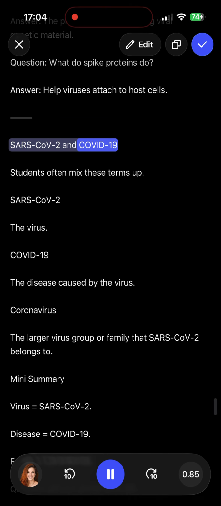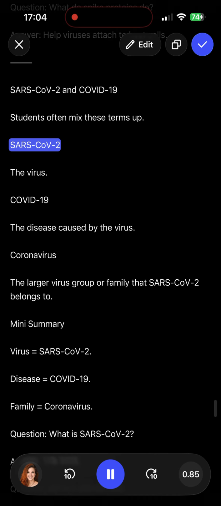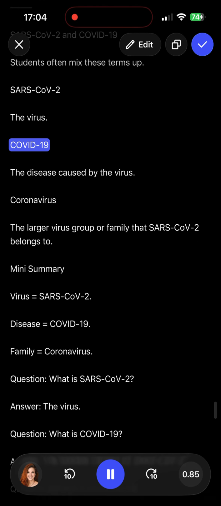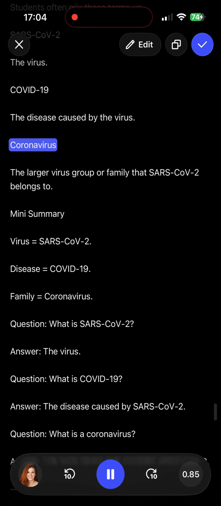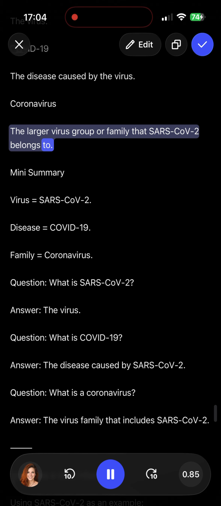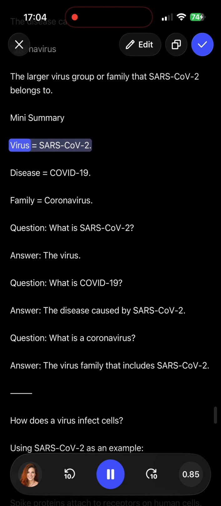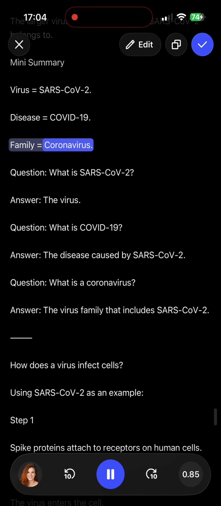SARS-CoV-2 and COVID-19. Students often mix these terms up. SARS-CoV-2, the virus. COVID-19, the disease caused by the virus. Coronavirus, the larger virus group or family that SARS-CoV-2 belongs to. Mini summary. Virus equals SARS-CoV-2. Disease equals COVID-19. Family equals coronavirus.